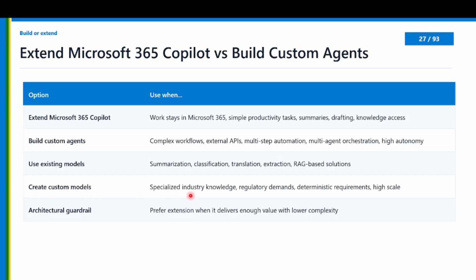So specialized industry knowledge is required. Regulatory demand, you need to use company policy. Deterministic requirement, high skill, so highly personalized and highly customized. Then you need to build a custom model using Microsoft Foundry. Architectural guardrail: prefer extension when it delivers enough value with lower complexity.